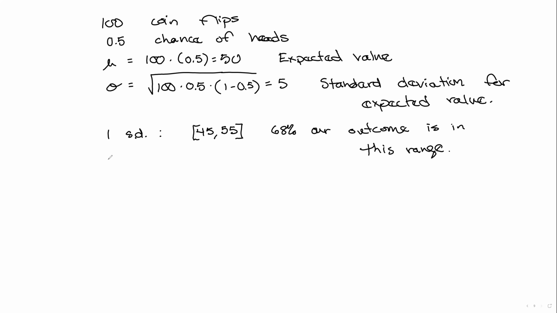You could do 2 standard deviations. If you do 2 standard deviations, you get from 40 to 60. And then 95% of the time, our outcome is in that range.